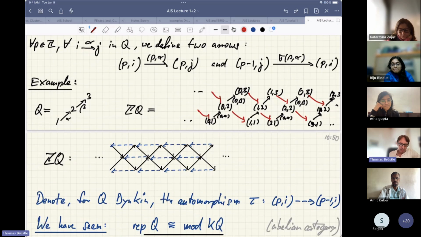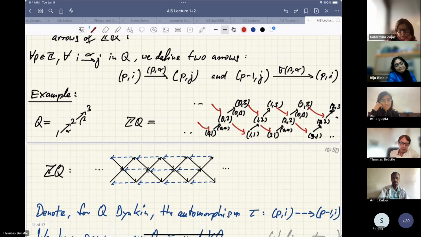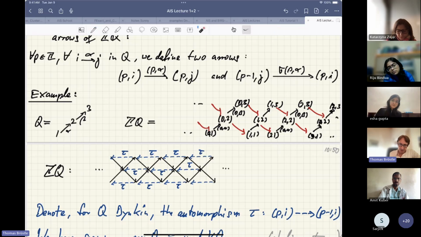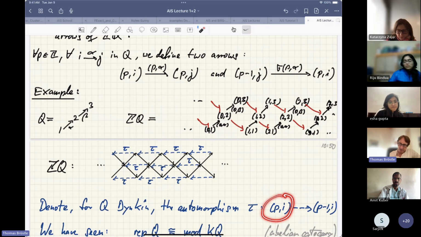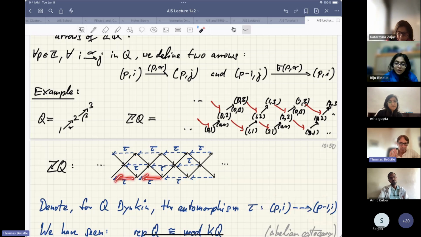Now, on this quiver there will always be a translation. So you see my blue dotted arrows. I want to denote this as the translation in the quiver. So there's going to be a translation operating on this quiver. There's an automorphism denoted by tau, which just moves the vertex at point (p, i) to one copy before, (p minus 1, i). So tau moves one step to the left. Good. So this operates on the quiver.